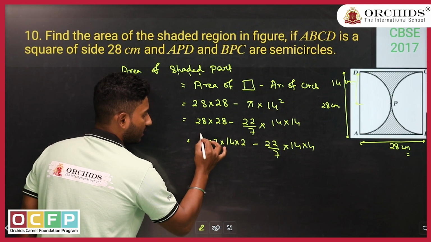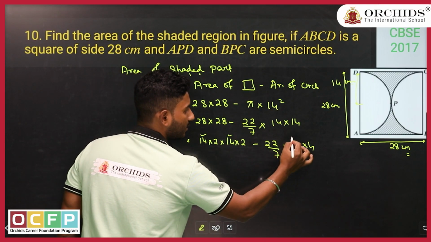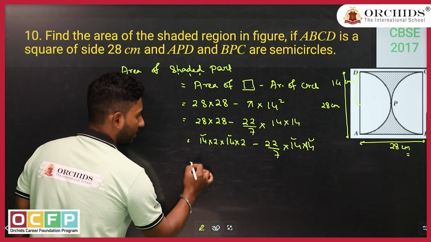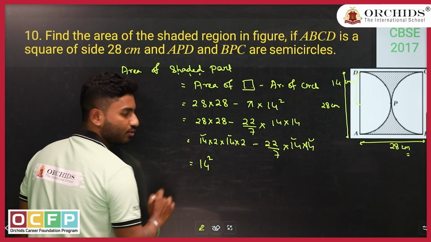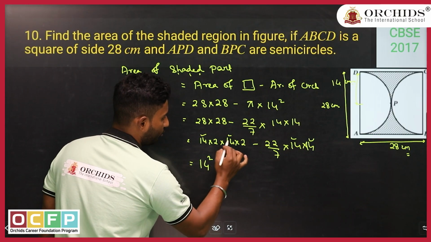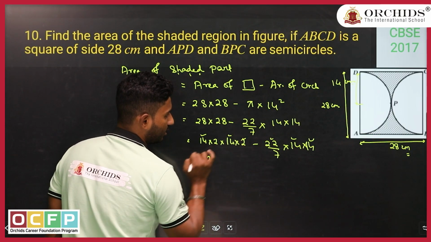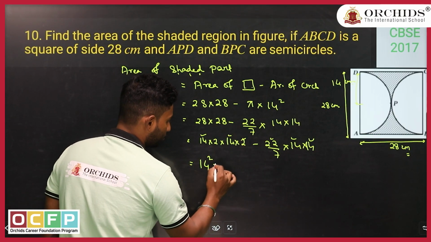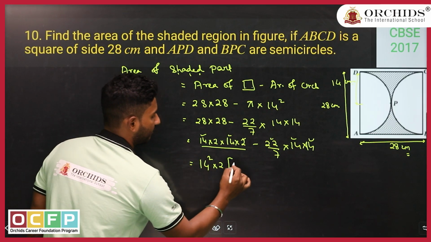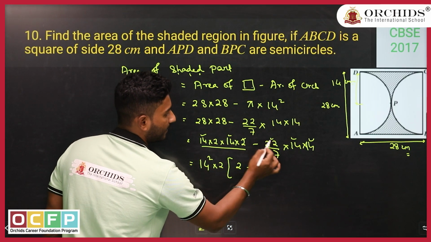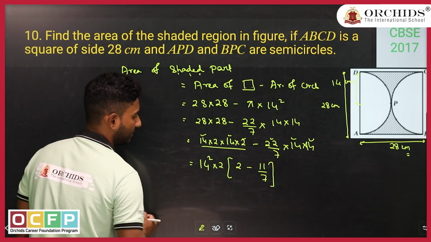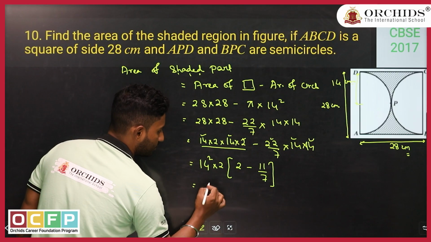If you see, a 14, they are common here. So can I take out 14 square from both? Yes, I can. Another thing will be this 2. Here also 1 2 is there, here also 1 2 is there. I will take it out. So into 2 I will take it out. So what is left from here? Only 1 2 is left. Fine, write 2 minus. From here 11 is left and 7. 11 by 7 is left. Okay. Let's do the calculation.